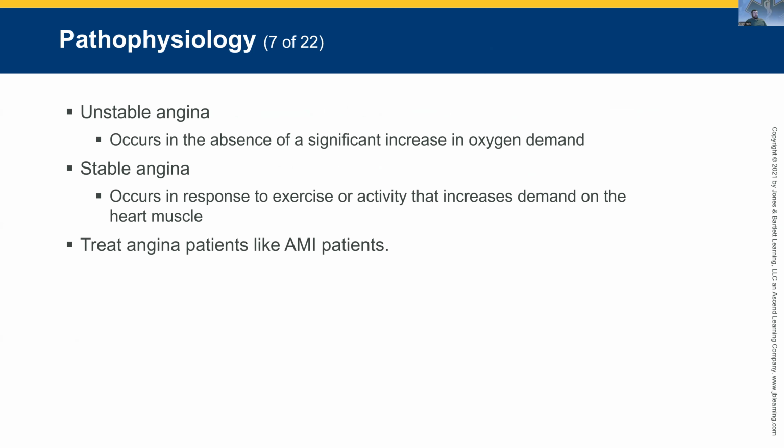Unstable angina occurs in the absence of a significant increase in oxygen demand. Stable angina occurs in response to exercise and activities that increase demand on the heart muscle. Treat angina patients like it's an acute myocardial infarction. We still have to treat it.